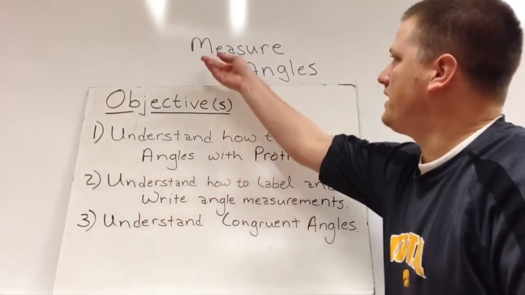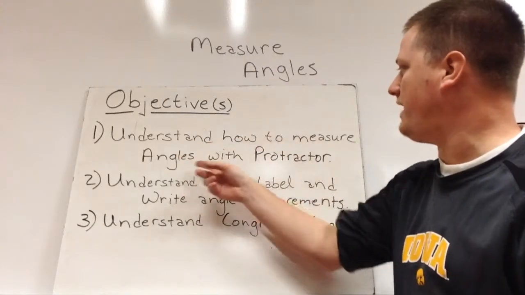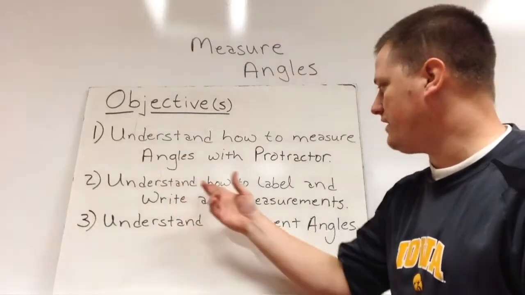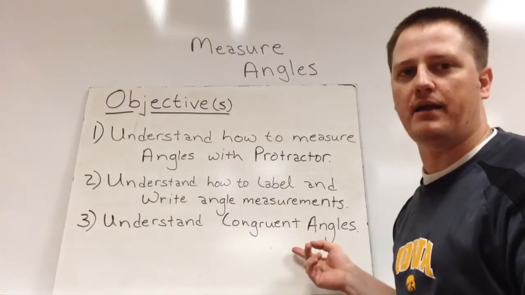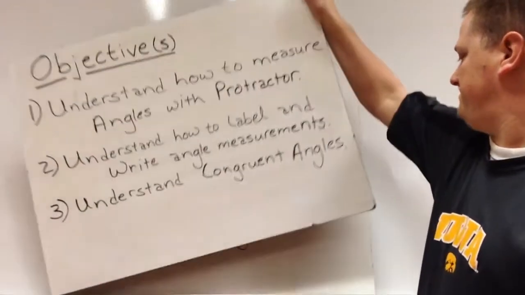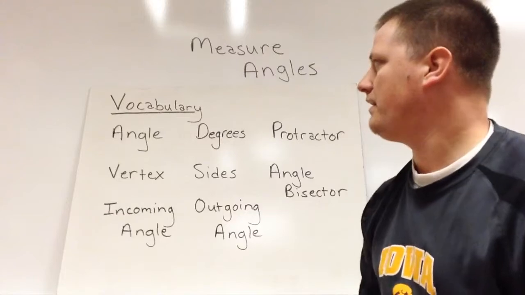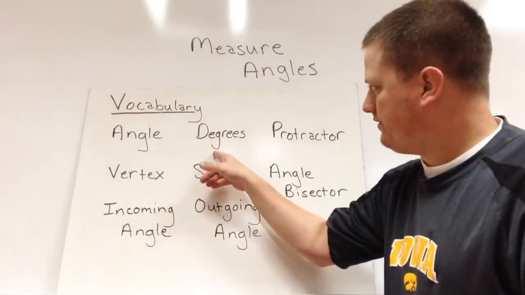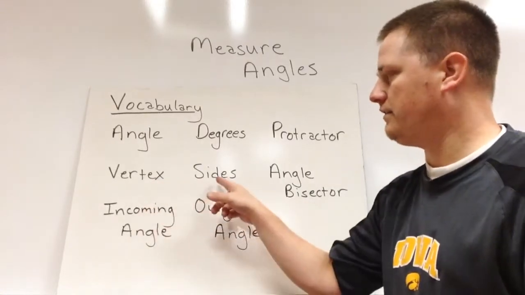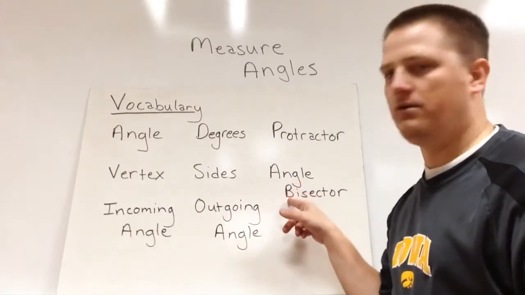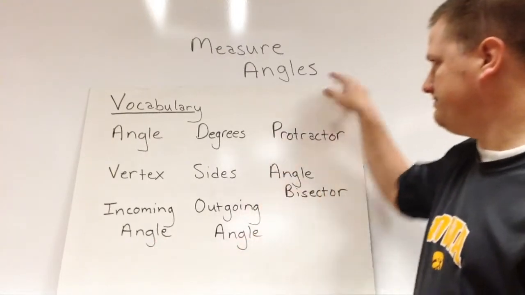In this video, we're going to be looking at measuring angles. Our objectives are to understand how to measure angles with a protractor, understand how to label and write angle measurements, and understand congruent angles. Our vocabulary that you need to look up for this one is angle, degrees, protractor, vertex, sides, angle bisector, incoming angle, outgoing angle.